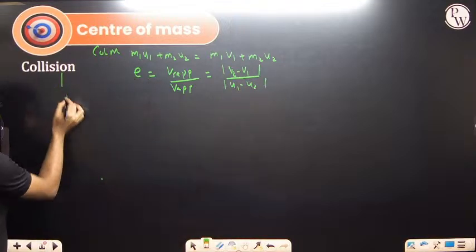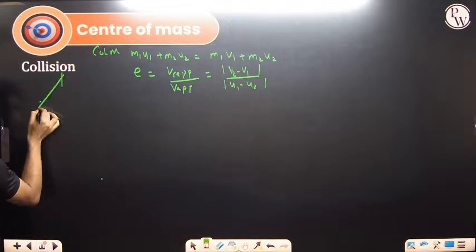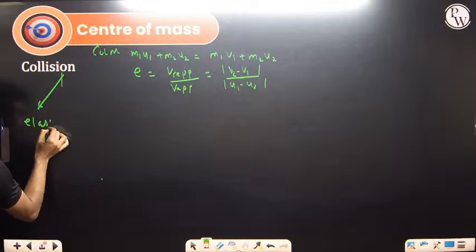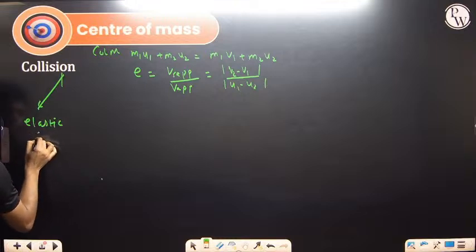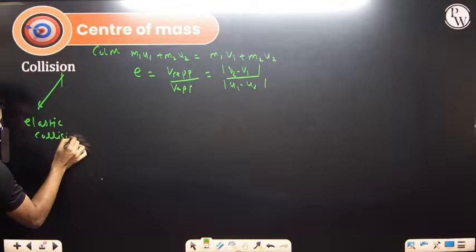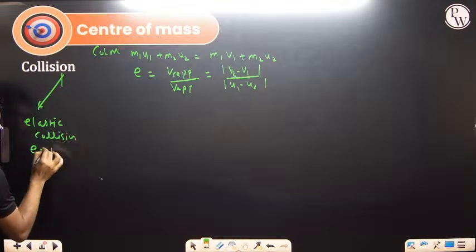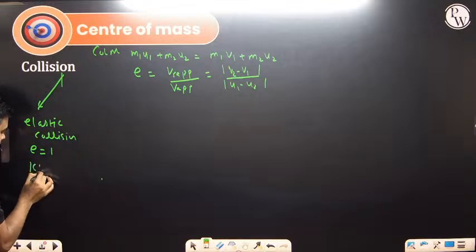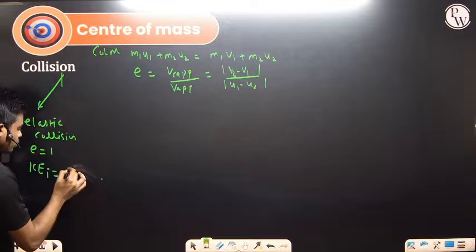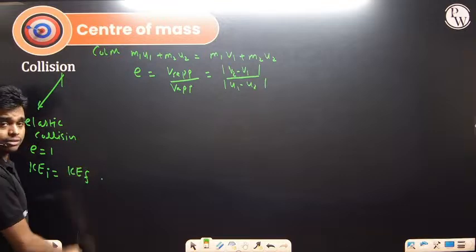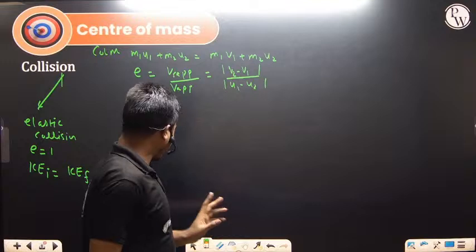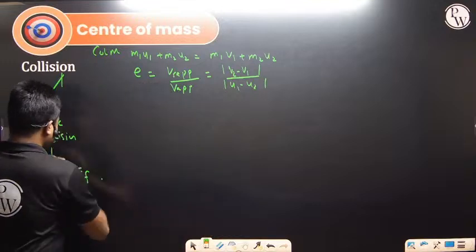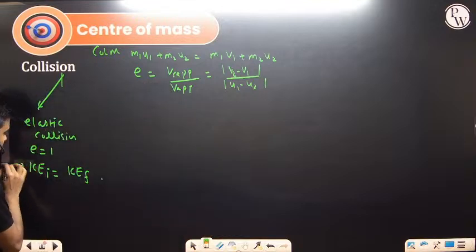Collisions we can divide into 3 parts. First one is elastic collision, perfectly elastic collision. So in perfectly elastic collision, what happens? The coefficient of restitution value is 1, e is equal to 1. Second, kinetic energy initial, before collision, equals kinetic energy final, that is after collision. Initial kinetic energy should be equal to final kinetic energy. No loss of energy in this case.